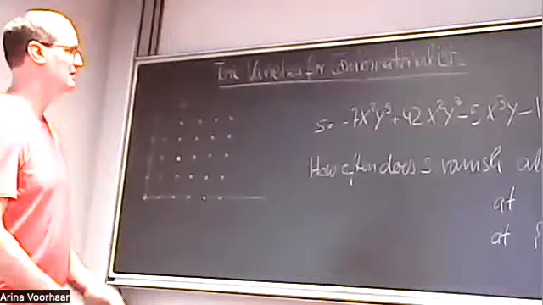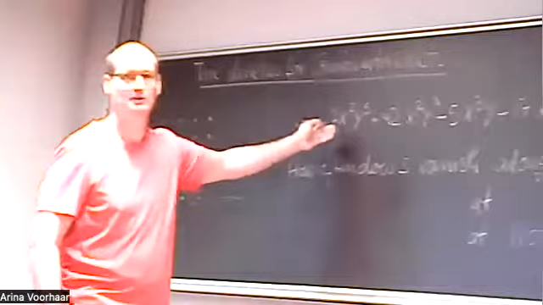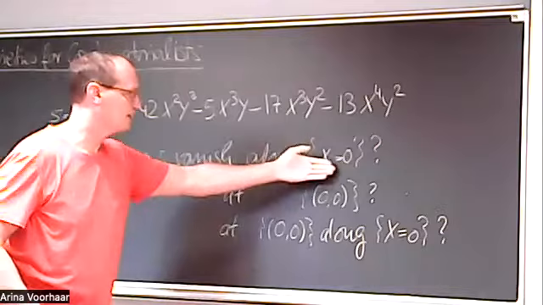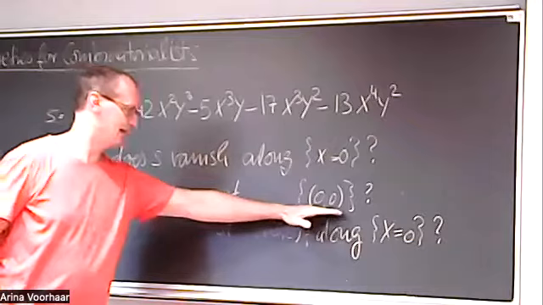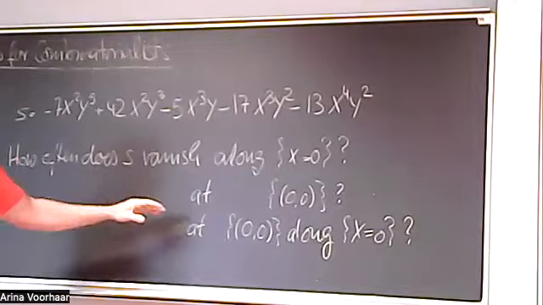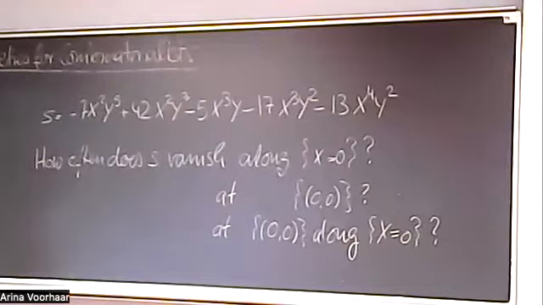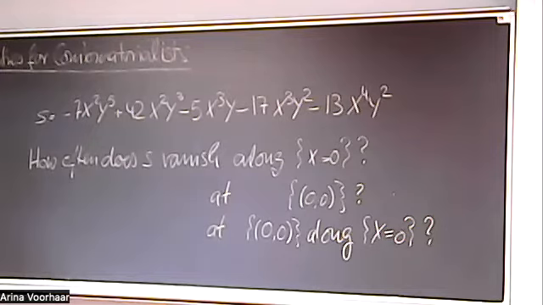So I have given you here a polynomial in two variables. The question is, what's the order of vanishing along the line x equals 0? What's the order of vanishing at the origin? Can you make any sense of that? And there's going to be one more question in a minute. Take a piece of paper if you need. I like interacting, so let's do that.